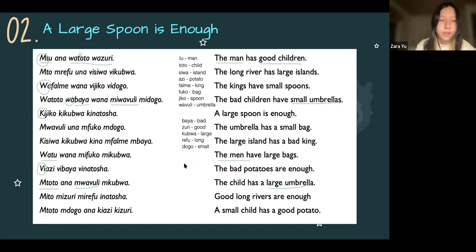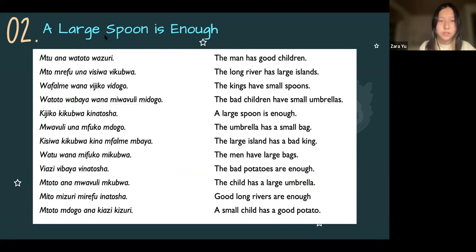And then finally, we want the verbs. So NA is have. And then NATOSHA is like enough of something. So for example, like is enough right here. That's just an example. Okay, so once we have all those, we can figure out the translations for all of these. So I'll just leave this up for a second. If you want to write this down, you can. And then I'll just clear this and say what it is.